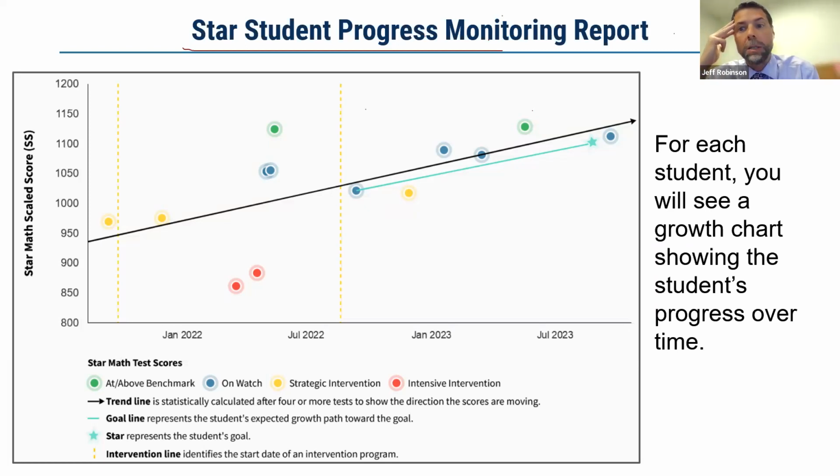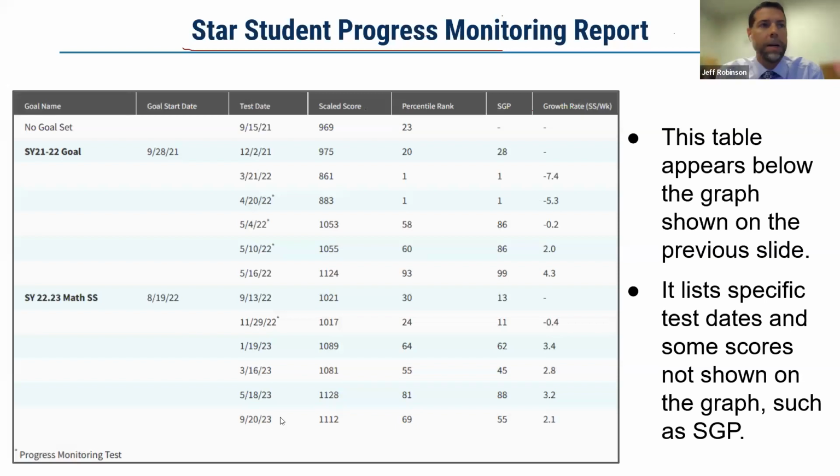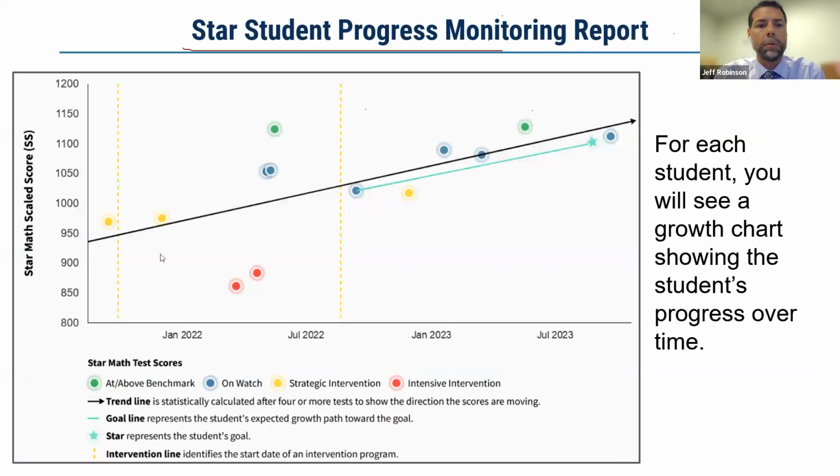But this is the progress monitoring report for computer adaptive tests. For the computer adaptive tests, this is really the only progress monitoring report. So let me pause here for a second, and I actually want to show the rest of the report. Sorry. This is the top of the report.